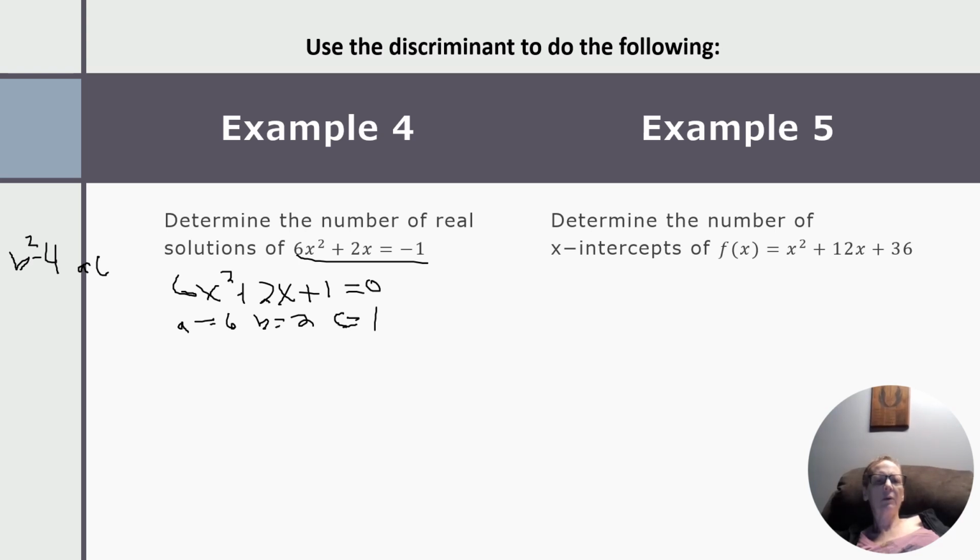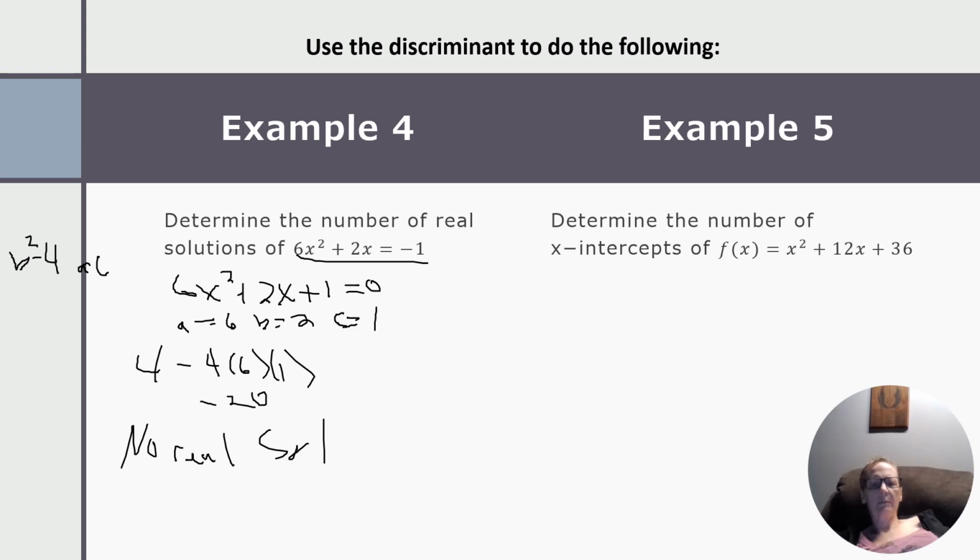So I have B squared, which is 2 squared, which is 4, minus 4 times A times C. So 4 minus 4 times 6, basically, is negative 20. So if the discriminant is negative, there are no real solutions. I'm going to abbreviate solutions SOL.